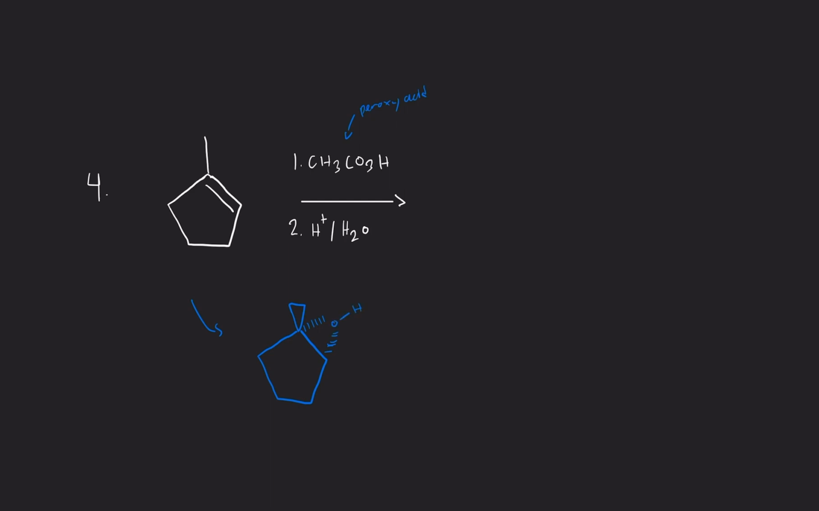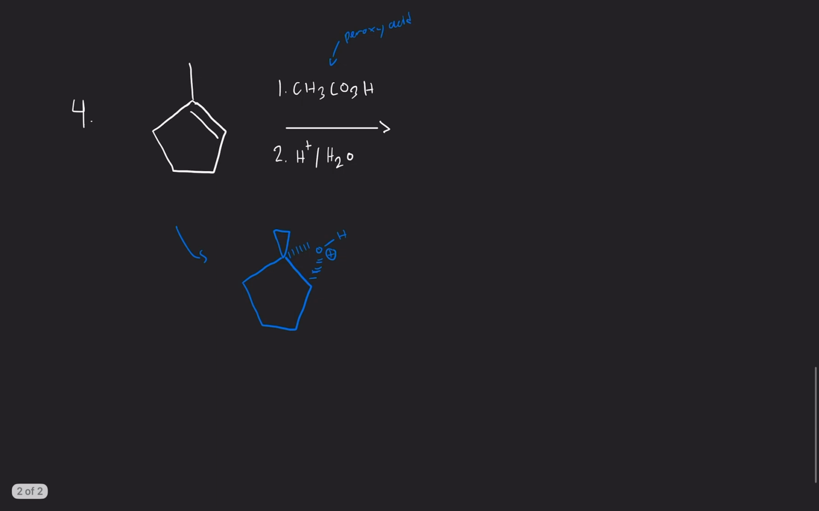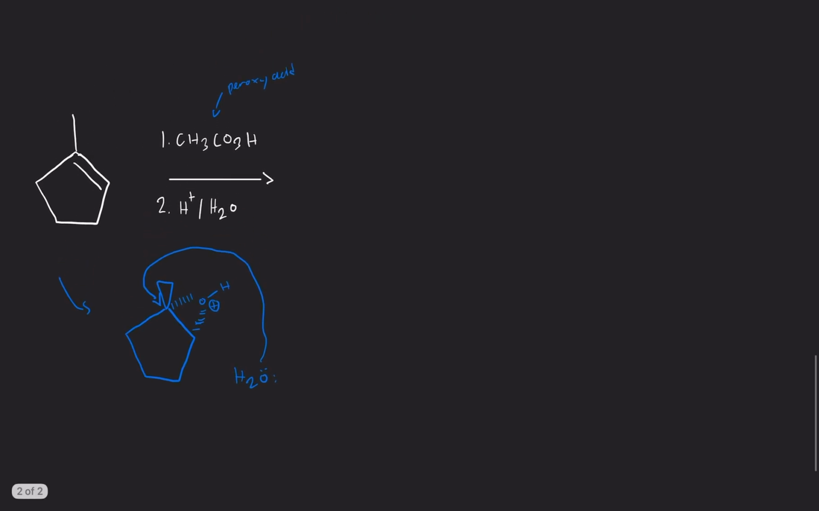But then remember, we have the acidic hydrogen atom, and those will give our oxygen a positive charge. And our weak nucleophile in this example is H2O, right? So our H2O is going to attack the more substituted carbon, and the more substituted carbon is up here. And this is anti-addition, or it's going to be the anti-diol that we're going to get.